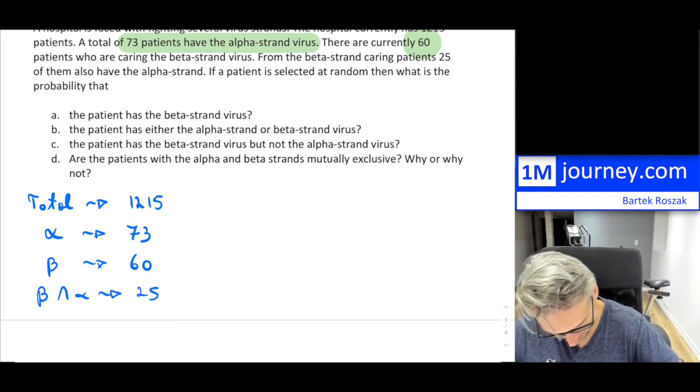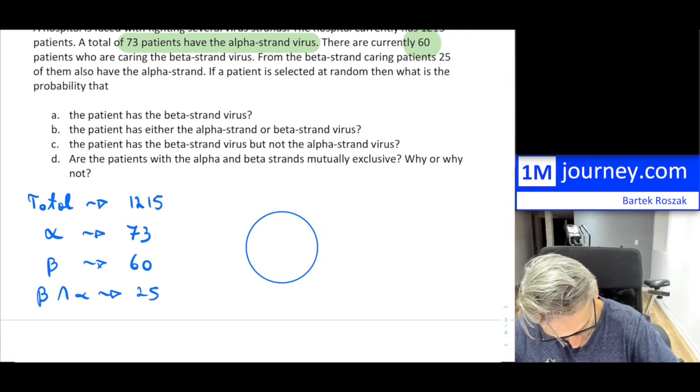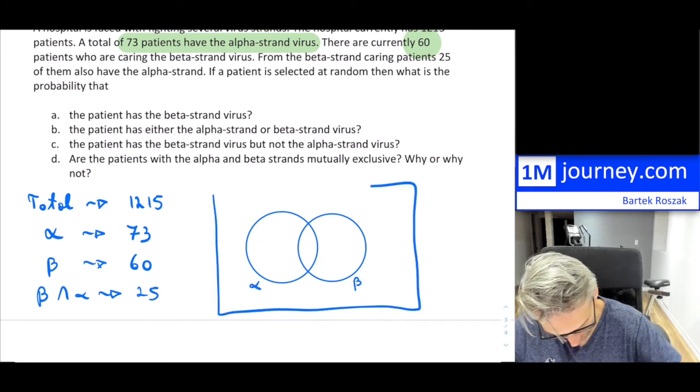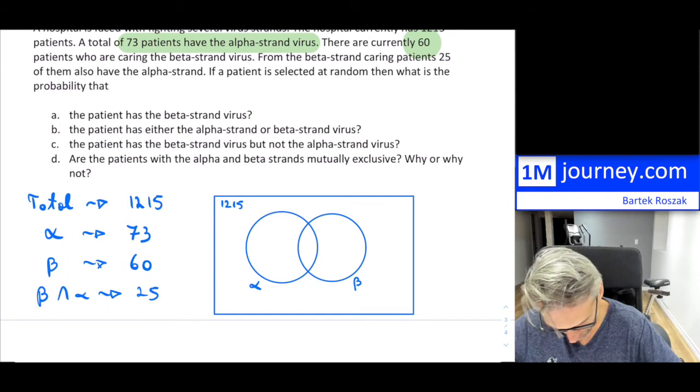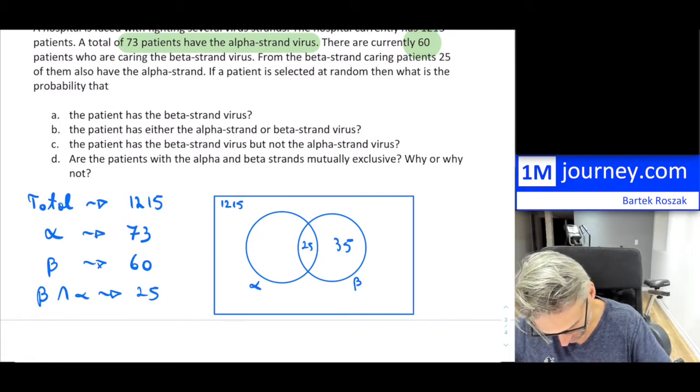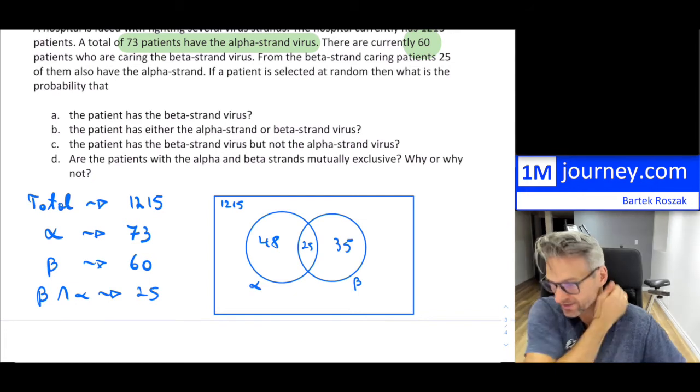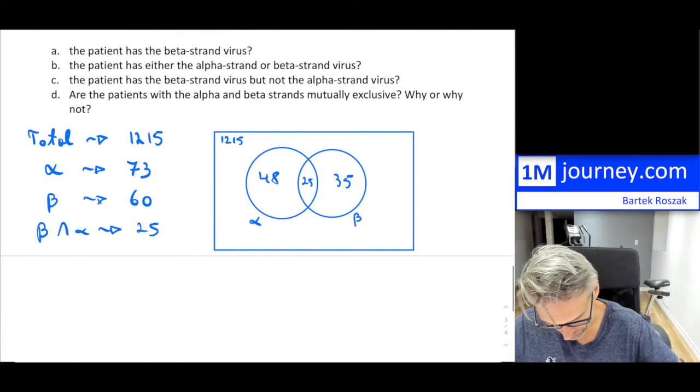So we can try to do kind of a Venn diagram to illustrate this as well. We probably don't need the Venn diagrams to solve these, but in any case, so let's say if this is alpha, this is beta, here's their total there. So we have 1,215 in total. So there's 25 in there, which means so 60 minus 25, so 35 in there. And then we have 73 minus the 25, so 48. Okay, so I think we have that. All right, so we'll see if we're going to need that or not.